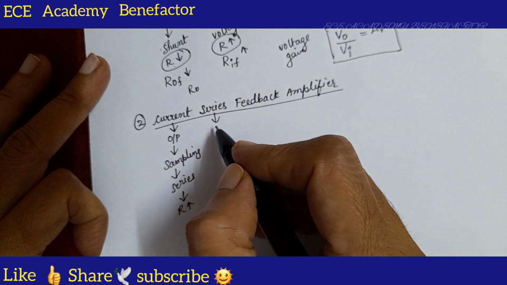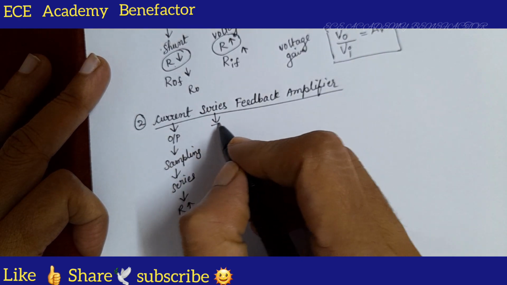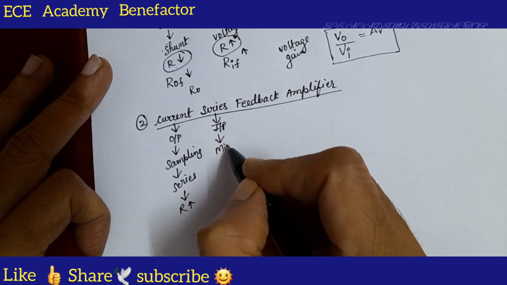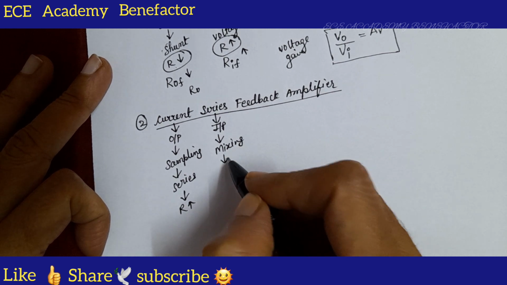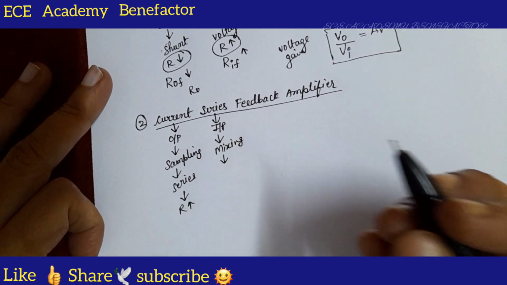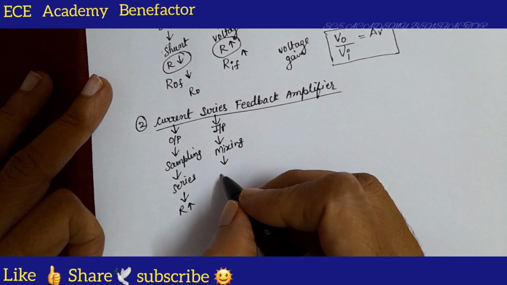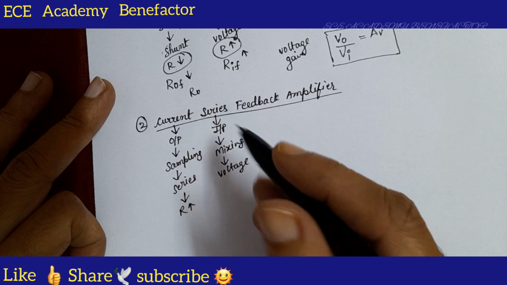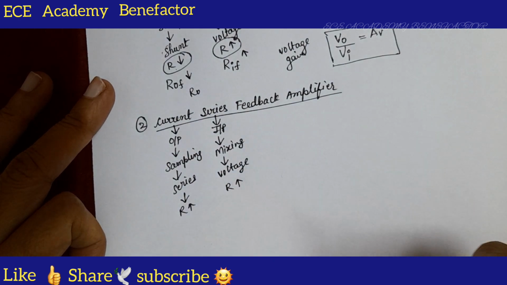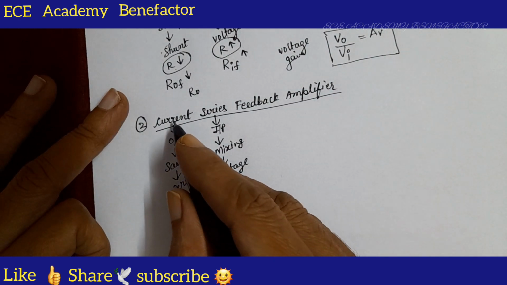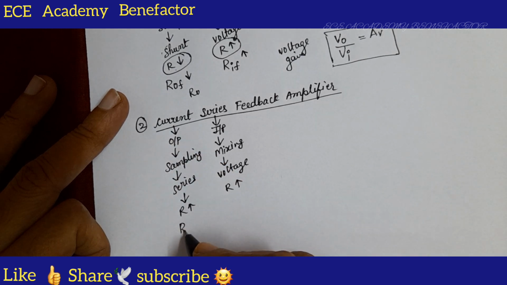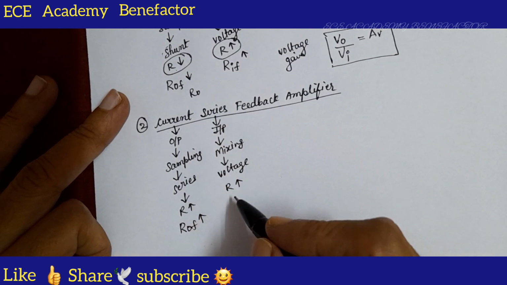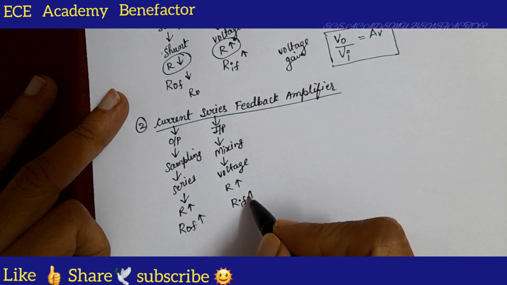At the input side, the second word, series, tells about the input. What type of mixing is done? Series mixing. If series mixing is done, what is to be connected at the input side? Voltage source is to be placed. So for series mixing, what will be the resistance value? It will be high. So at the output side, the first word tells about the output. So what will be the ROF value? It will be high. The second word tells about the input, so input resistance is high.